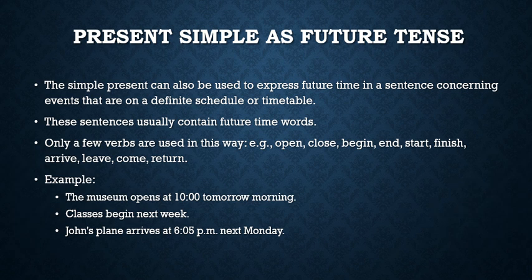For example, the museum opens at 10 tomorrow morning. If you omit tomorrow morning, it becomes just a simple present as usual. But if you add future time words, tomorrow morning, then the sentence can be used as a future tense. The second example, classes begin next week. So you have future time words there. John's plane arrives at 6:05 next Monday. Poinnya ada di waktunya, specific time, dan juga ada future time words-nya.